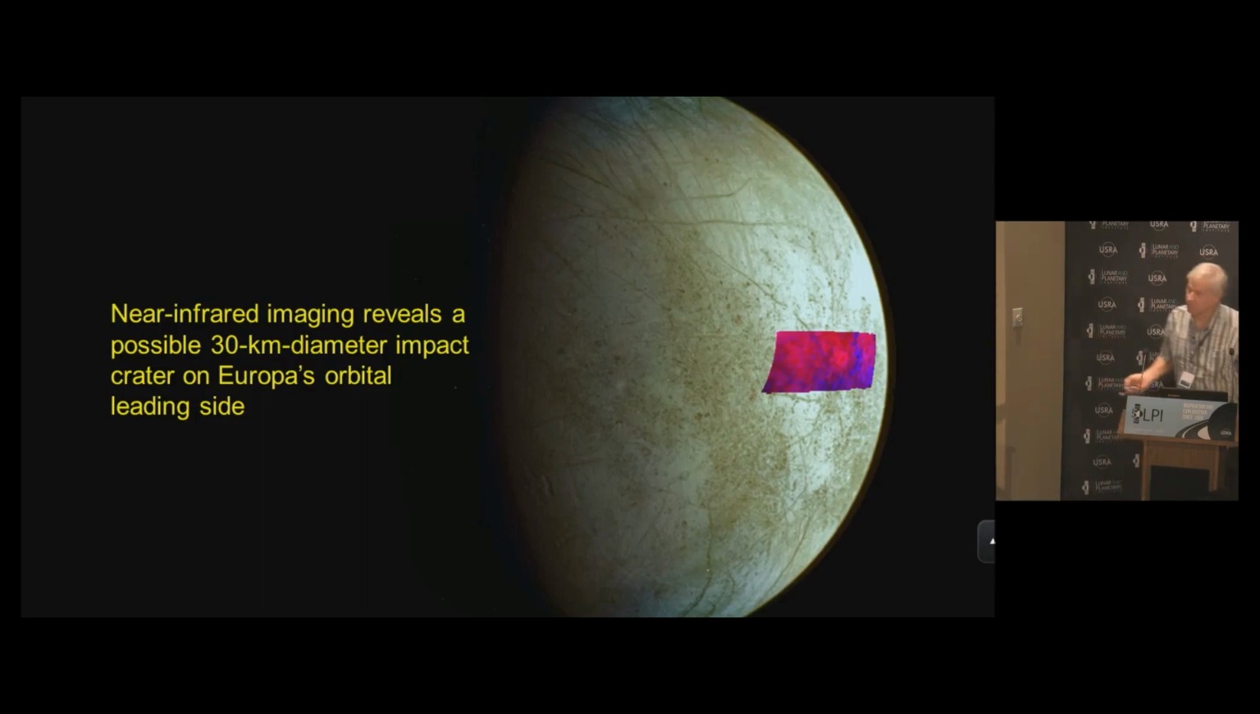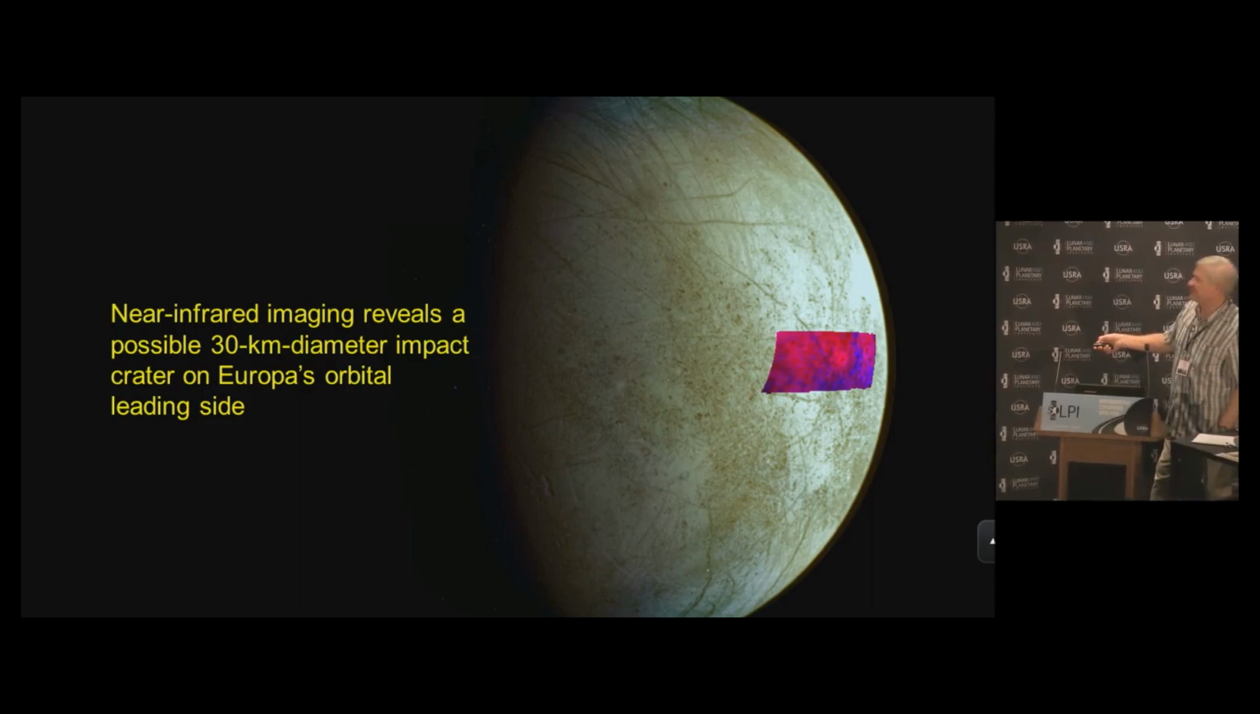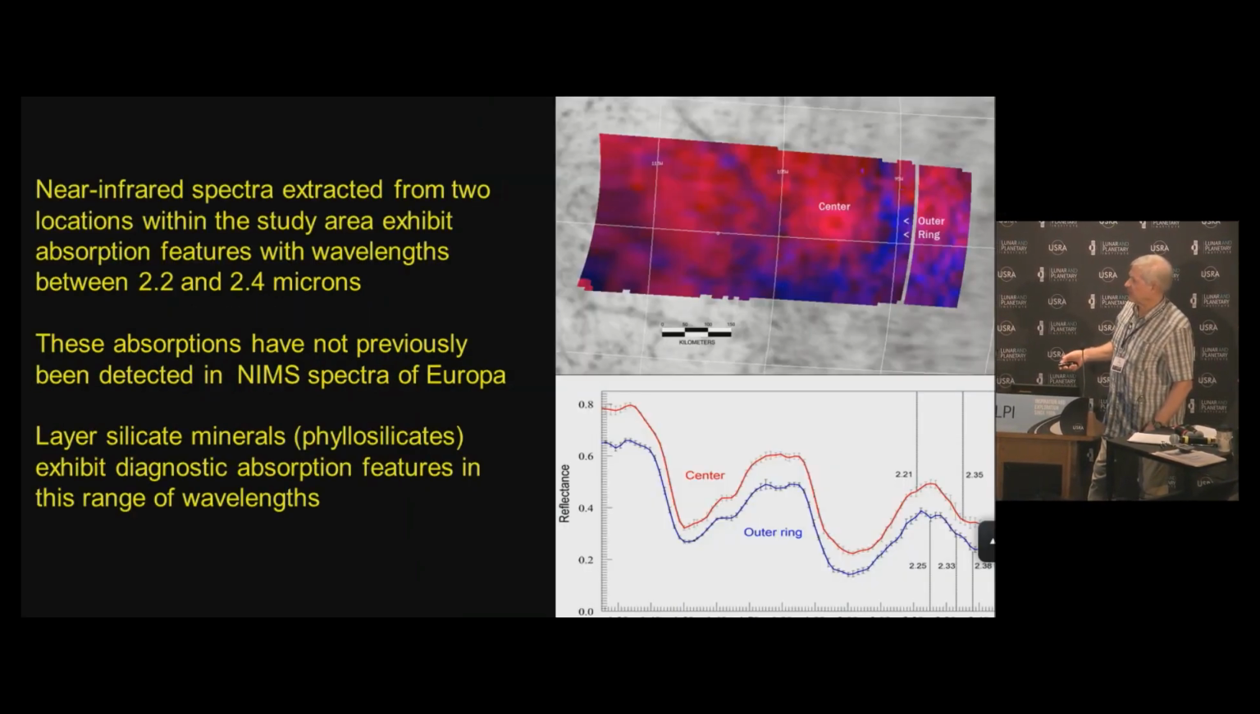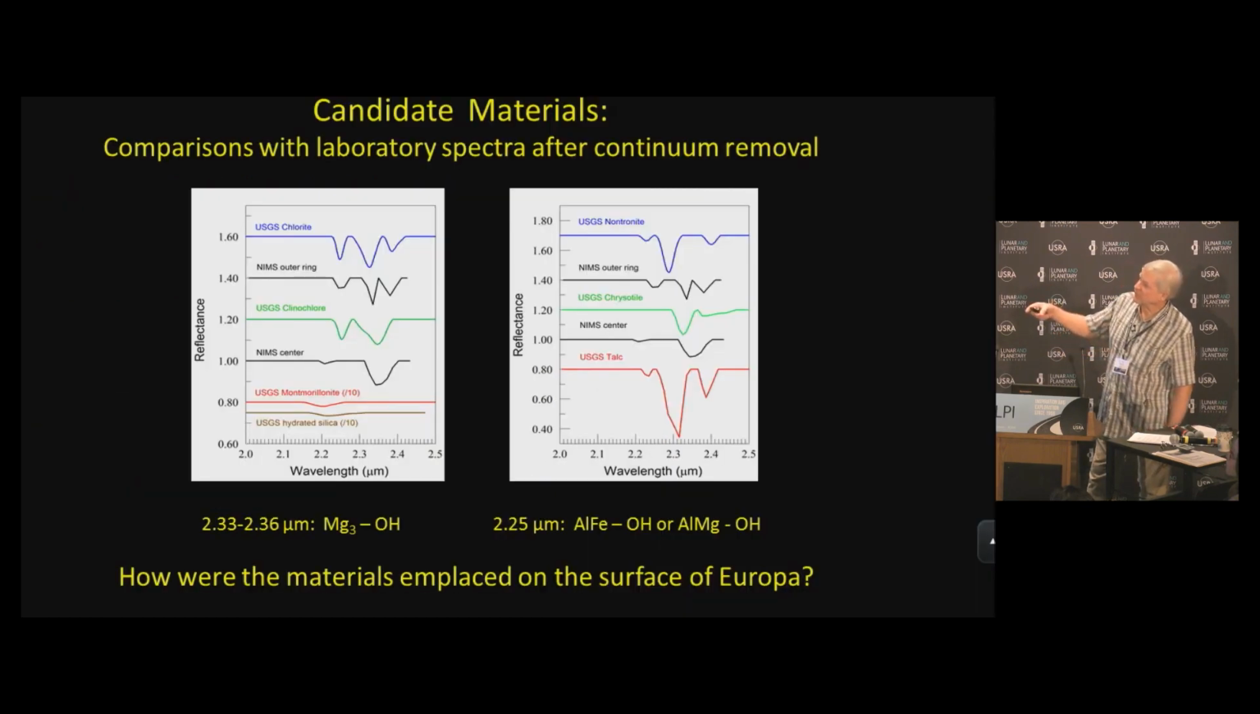Okay, this is just for fun. Nobody's imaged this. This is fairly near the leading side apex. But we thought we had a crater, and I showed this a couple years ago at AGU, and we see these absorption features that we don't see anywhere else: 221, 235, 225, 233. In this ring portion, and we also took a spectrum from the very center of the crater area, and from Rogers Library, we get a bunch of candidate phyllosilicates, and the chlorite up here looks like a pretty good match to that outer ring material.